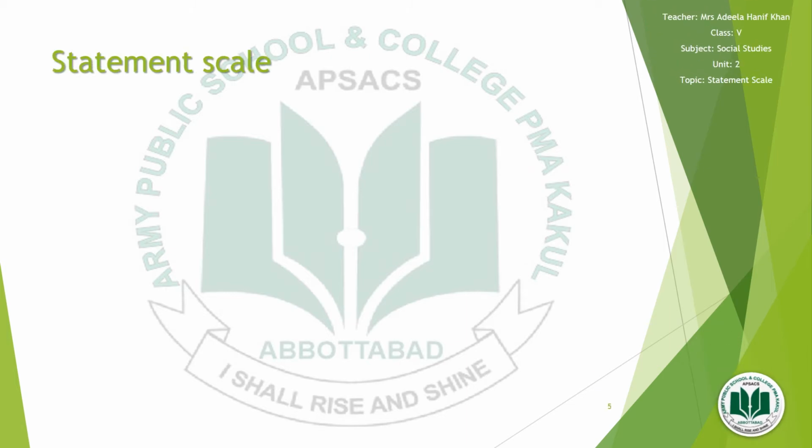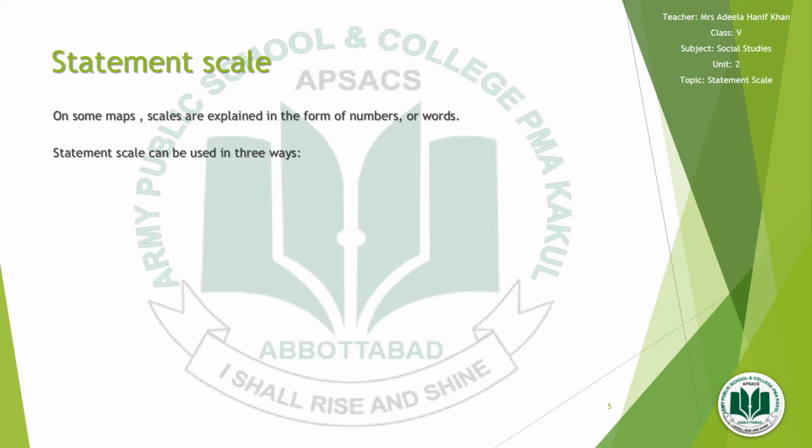Statement scale. On some maps, scales are explained in the form of numbers or words. Statement scale can be used in 3 ways. First one is in words. The scale is stated, for example, 1 centimeter to 1 kilometer. That means 1 centimeter on the map is 1 kilometer on the ground.